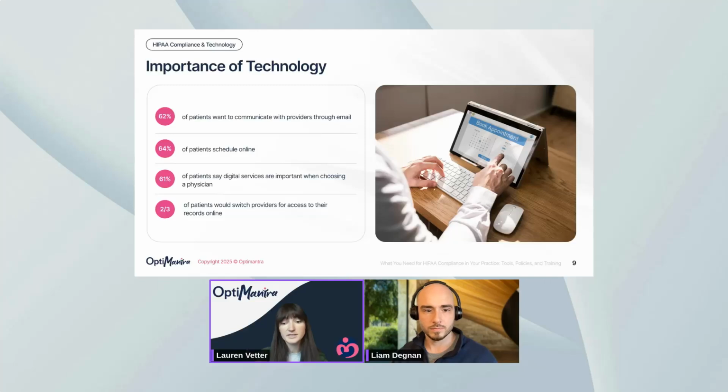But with every one of these digital touchpoints comes a different compliance responsibility, which we'll go into on the next few slides. So emailing patients, offering online scheduling, giving access to those records. They require the right HIPAA safeguards in your systems. They require them in your workflows and then also within your tech stack.